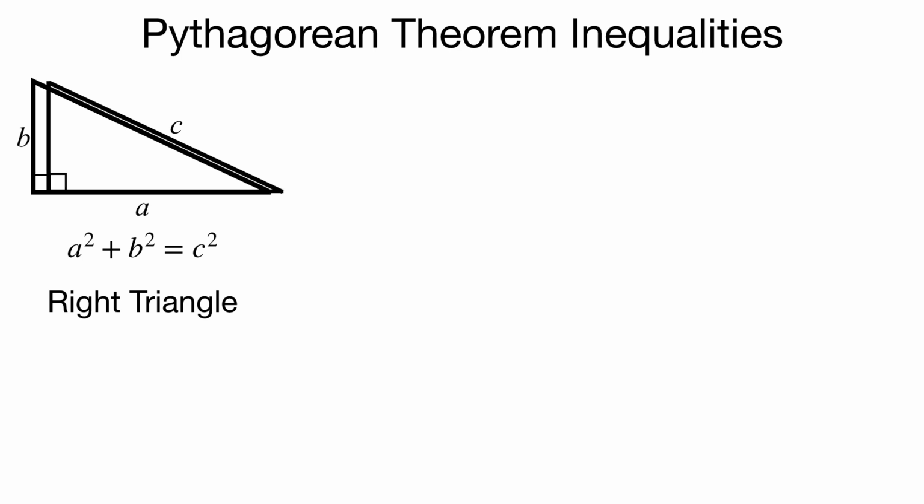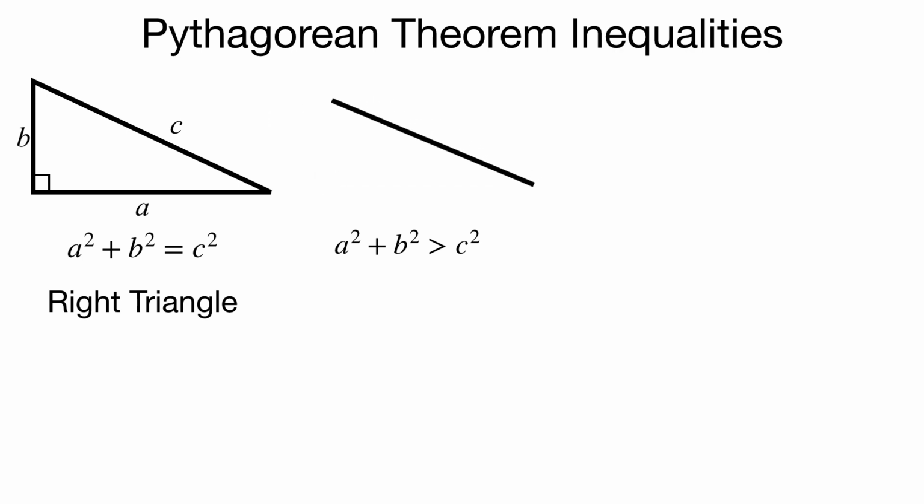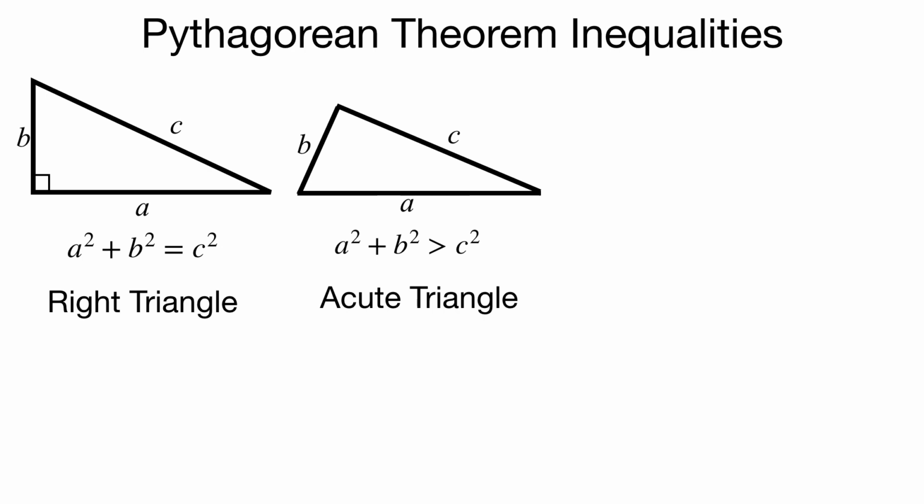Let's start by looking at this right triangle. I'm holding A and B's length the same, but I'm going to take C, that hypotenuse, the longest side, and make it a little bit smaller, and then form the triangle by pushing together sides A and B. That nice right angle is going to become an acute angle. So now I have an acute triangle if A squared plus B squared is bigger than C squared.